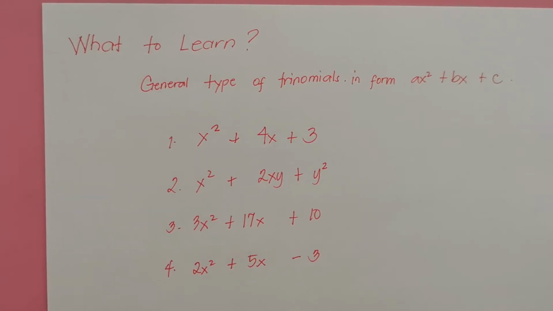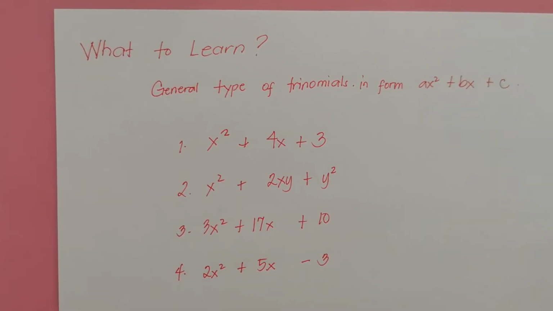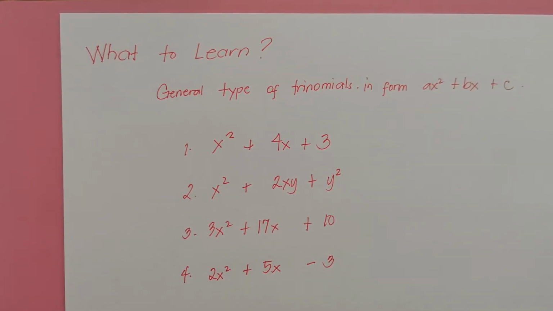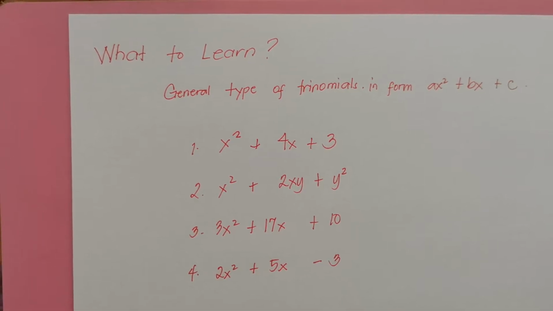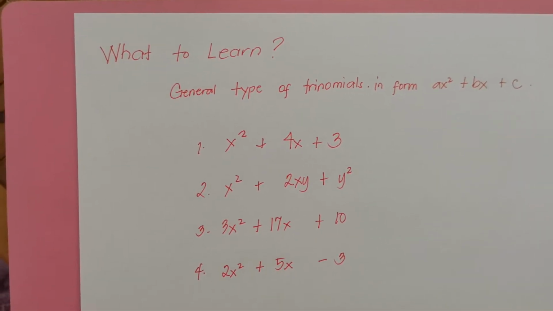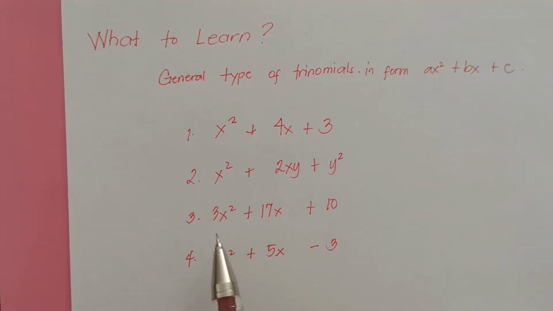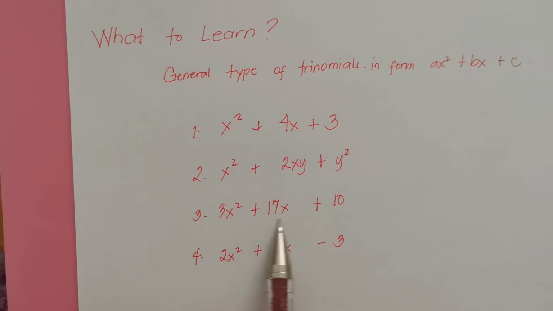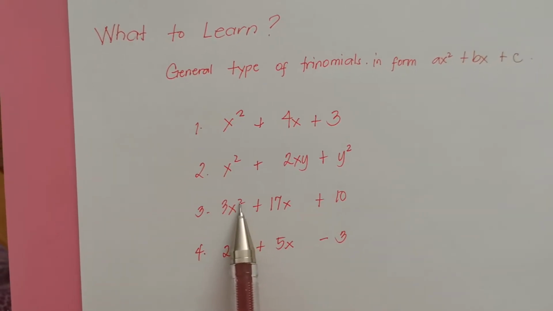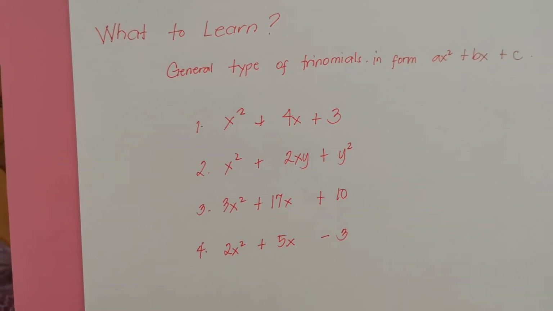Okay, I included here number 3 and number 4 examples. If you were asked, are they an example of general type of trinomials in the form ax² plus bx plus c? The correct answer is yes. Why? Take a look at the behavior of the variable, decreasing, and the highest exponent is 2. So in short, it still belongs in that form.